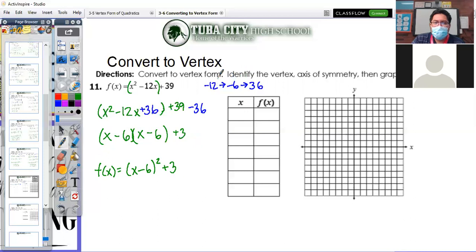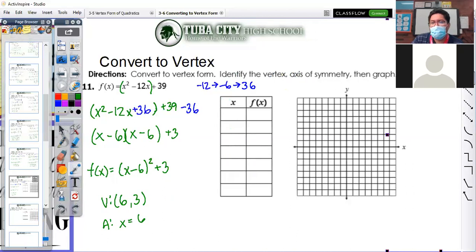And it says here, identify the vertex. So 6, 3 is our vertex. Axis of symmetry. So axis of symmetry in this case would just be the x value from your vertex. So x equals 6. And just because they're asking for the axis of symmetry, they didn't say graph the axis of symmetry as well. But since they mentioned it, I'm going to go ahead and put the axis of symmetry here. Right, so that's the line of x equals 6.